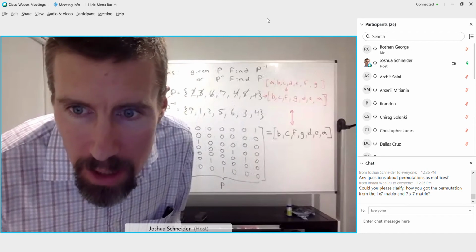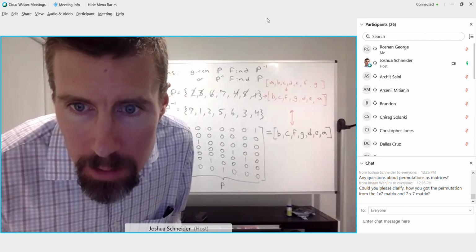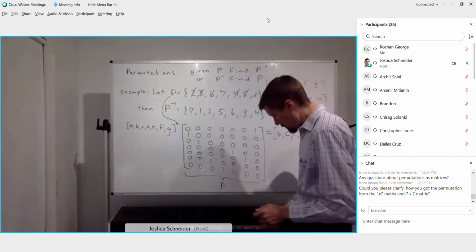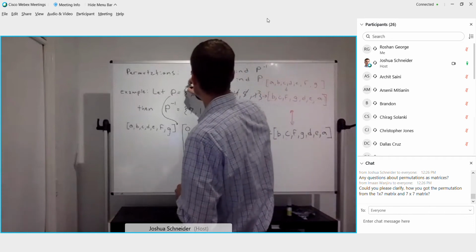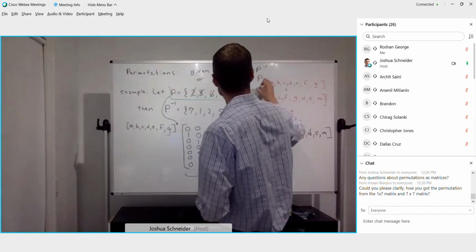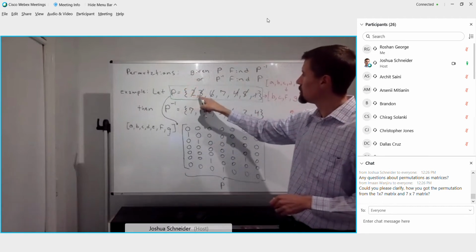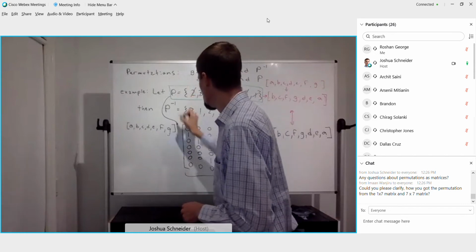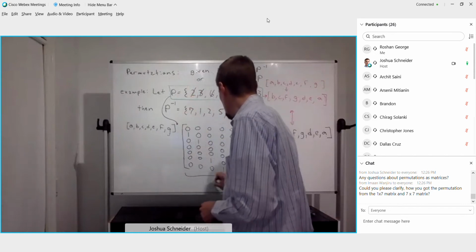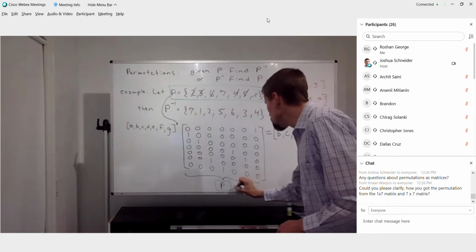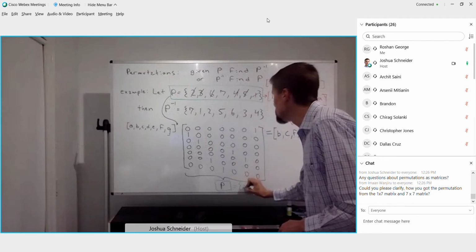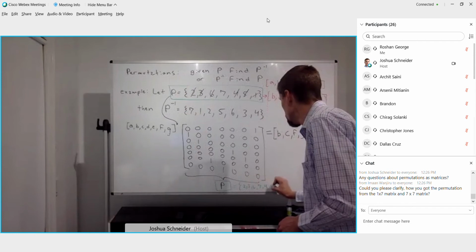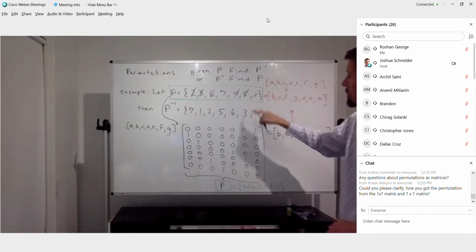Okay, so can I please clarify how you got the permutation from the 1 by 7 matrix and the 7 by 7 matrix? So this was the permutation E, this one that I know, but I crossed the numbers off, but it's 2, 3, 6, 7, 4, 5, 1. That is the same permutation as you see here. Okay. So this is equivalent to 2, 6, 7. Okay, so that's the permutation I have here.